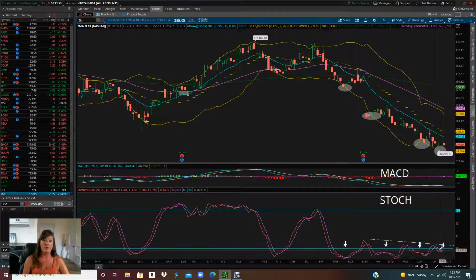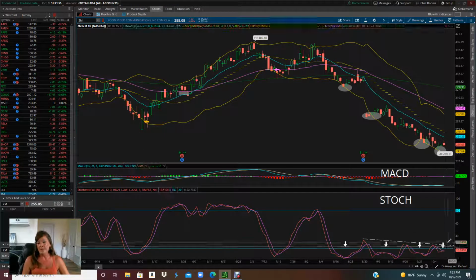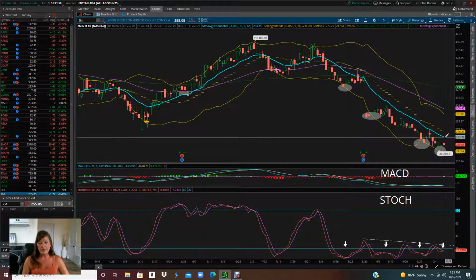So that's what I'm really going to be watching for Zoom. And if it does break that, it'd probably finally break this 13 EMA.